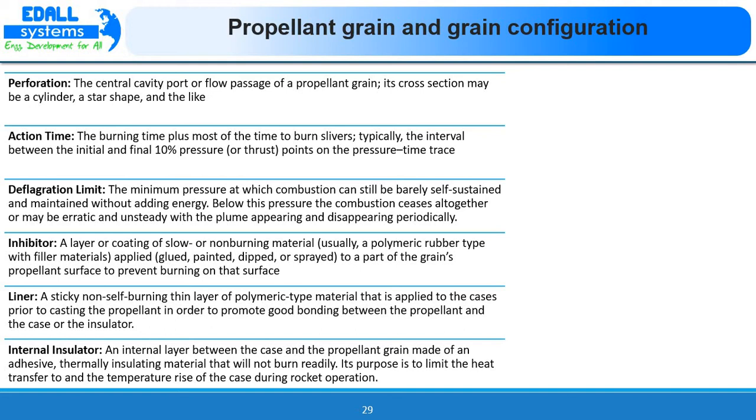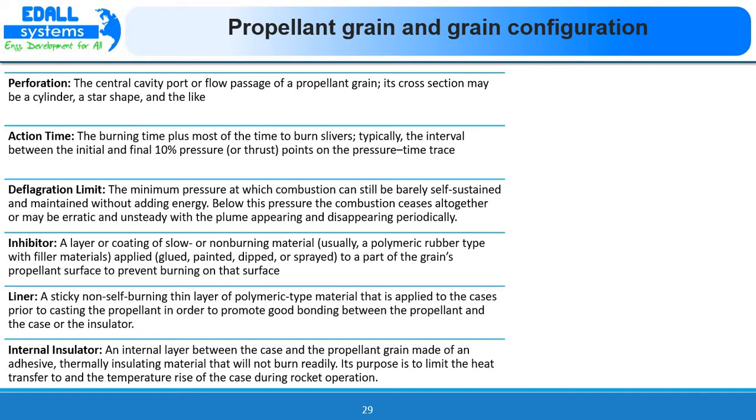Then there is liner, that is a sticky, non-self-burning thin layer of polymeric type material that is applied to the case prior to casting the propellant in order to promote good bonding between the propellant and the case or the insulator. Then the last one, that is internal insulator, that is an internal layer between the case and the propellant grain made of an adhesive thermally insulating material that will not burn readily. Its purpose is to limit the heat transfer to and the temperature rise of the case during the rocket operation.